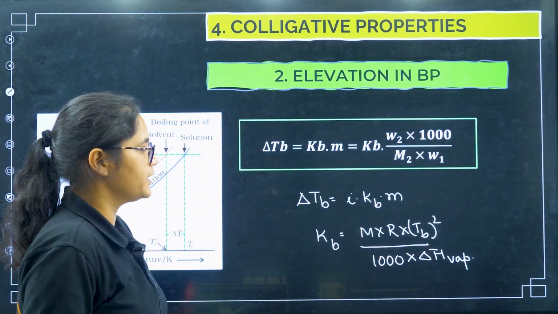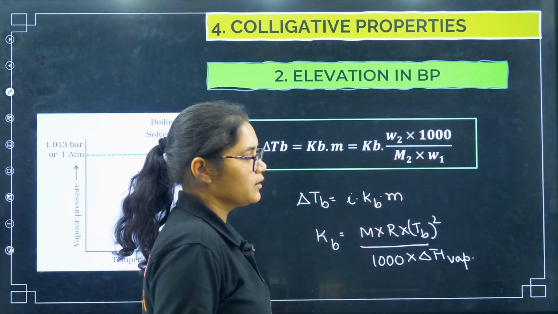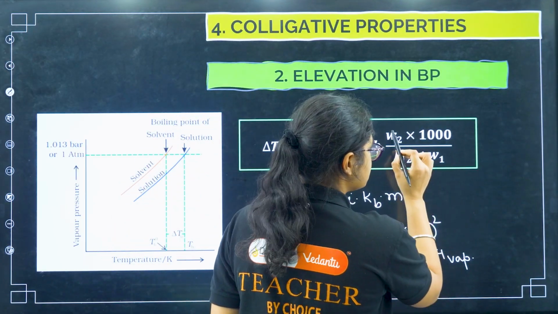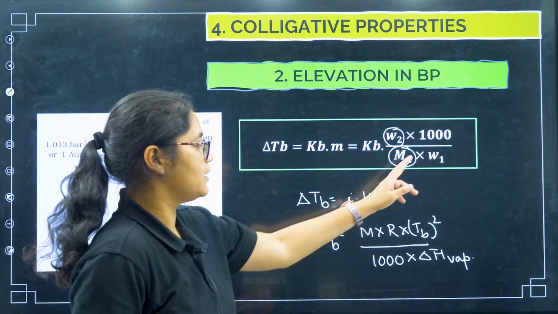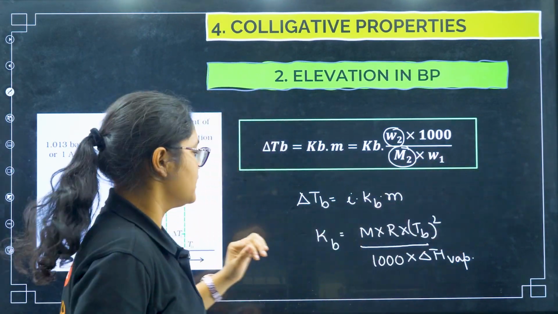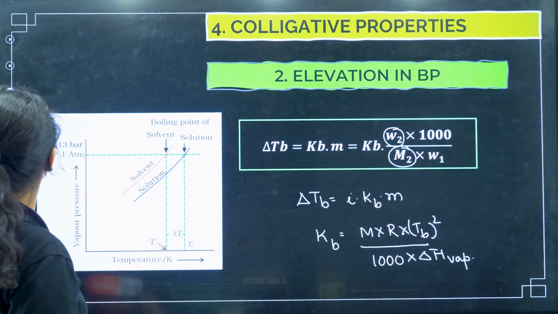This formula is also there. Kb is equal to molality, W2 by M2 into 1000 by W1, where W2 is the mass of the solute, M2 is the molar mass of the solute, and W1 is the mass of the solvent. Here you can see the graph for the boiling point elevation.